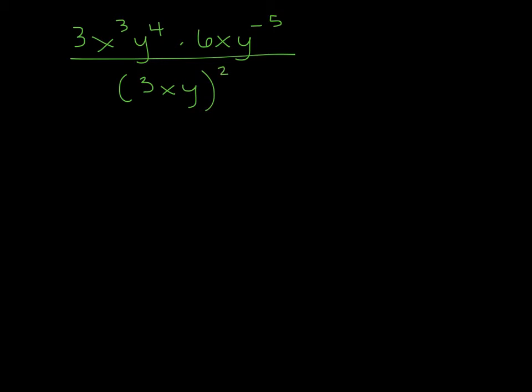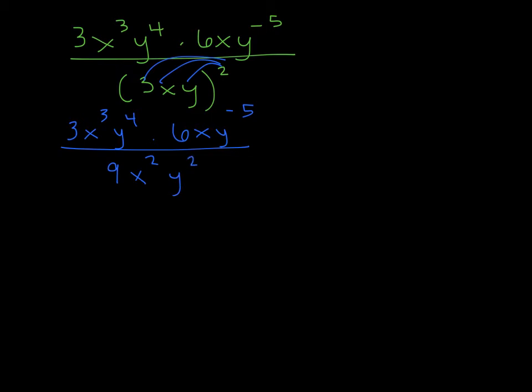Okay, so this reviews several of the exponent properties. So the first thing that I'm going to deal with is this power to a power. So I'm going to give that square to every piece of this. So when I do that, I'm going to get 3x cubed y to the 4th times 6xy to the negative 5. That didn't change. And then 3 squared is 9. And then I have x squared, y squared.